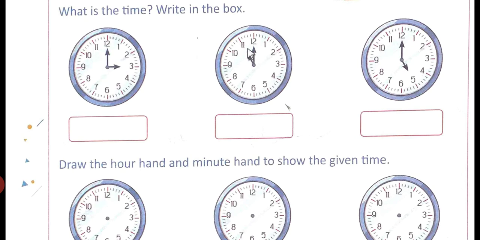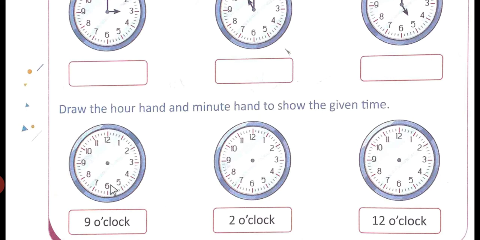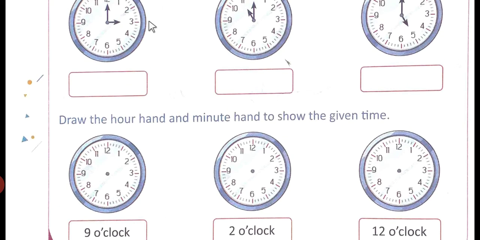Here you can see the small needle is focusing on 11, and the long needle is focusing on 12. So you can write the answer 11 o'clock. Here the small needle is focusing on 5 and the big needle is focusing on 12. You will write 5. As you can see, 3 o'clock, 11 o'clock, 5 o'clock.